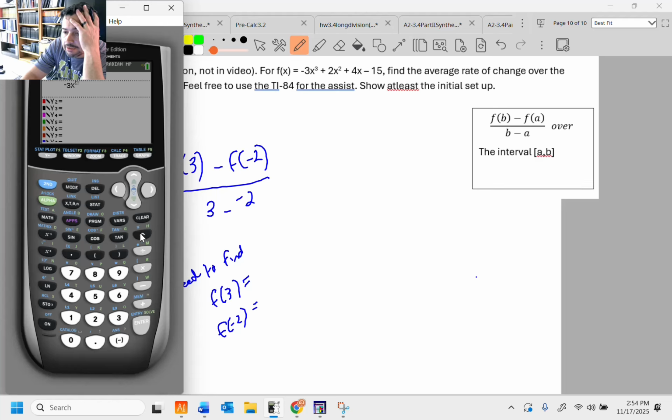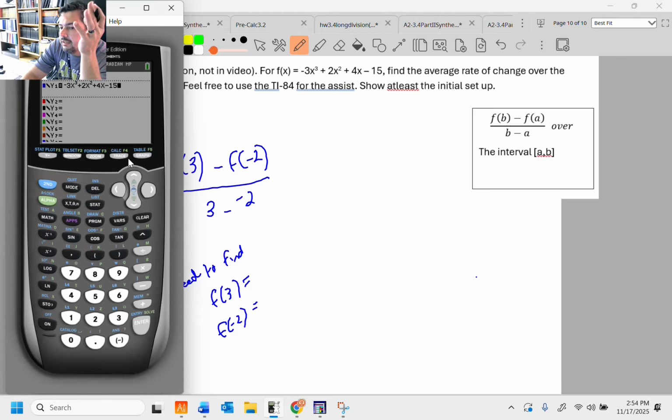-3x to the third power. And that's what this is about anyways, isn't it? Average rate of change. Isn't that about graphs in the first place? Seems to me like it is. But we just want to avoid graphs at all costs, even though a TI-84 will do the graphing for us.